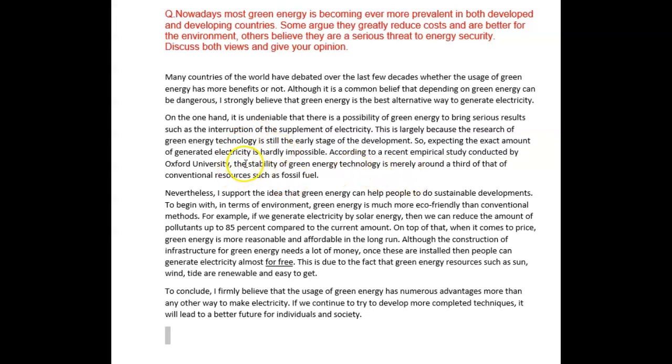And then you talked about the stability is only about a third. That didn't make sense to me either. Are you saying that the available supply of green energy is only around a third of that of conventional energy? That would be a different story altogether. But then you also need to wrap it up and say that, therefore, it is clear that renewable sources of energy cannot meet the demand that exists for electricity, making it unstable.